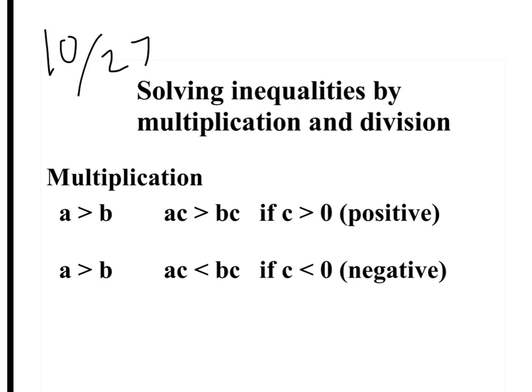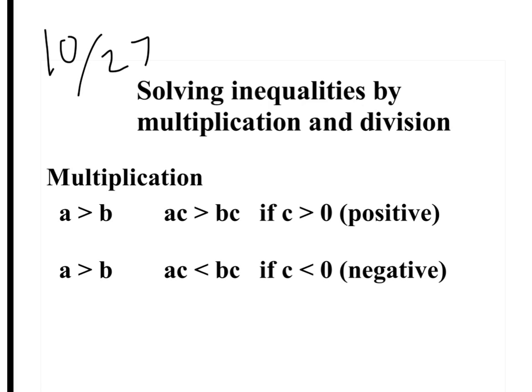We're solving inequalities by multiplication and division. This is all you need to know for multiplication. If A is greater than B, and you times both by C, then it stays the same way as long as C is positive. That AC is bigger than BC.